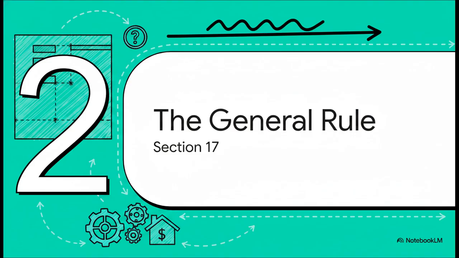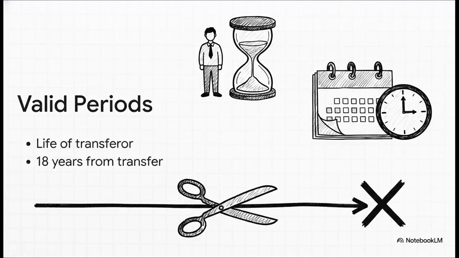Next heading. 2. The general rule, Section 17. The general rule dictates that accumulation is valid only for a limited period. That period is the life of the transferor or 18 years from the date of transfer. Any direction beyond this period is void to that extent. Note down every single word of this on your page. See that word "or"? It's a crucial distinction. These are alternate statutory limits, not cumulative ones. The accumulator can choose the life of the transferor or 18 years.